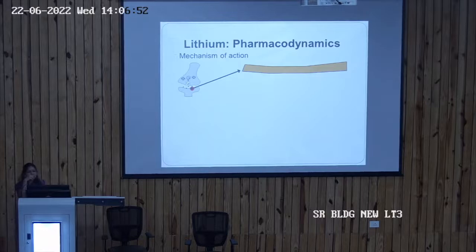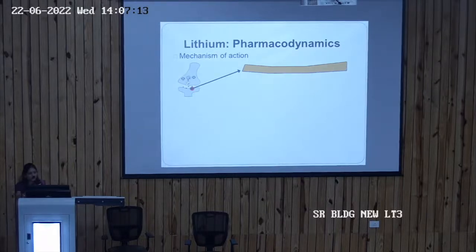Norepinephrine. Stop this side, concentrate. So this is norepinephrine, basically the excitatory neurotransmitter activity. There is hyperactivity of this neurotransmitter, and dopamine is also seen there.